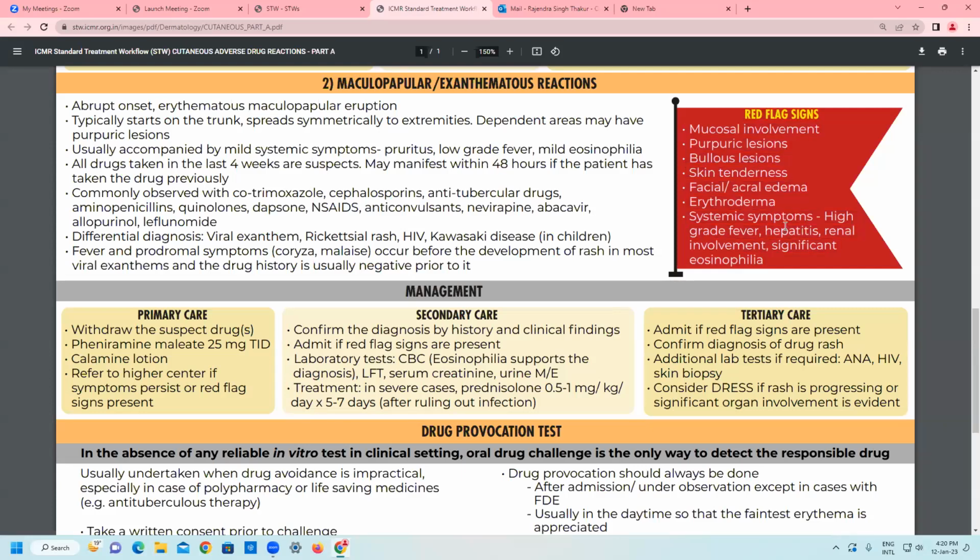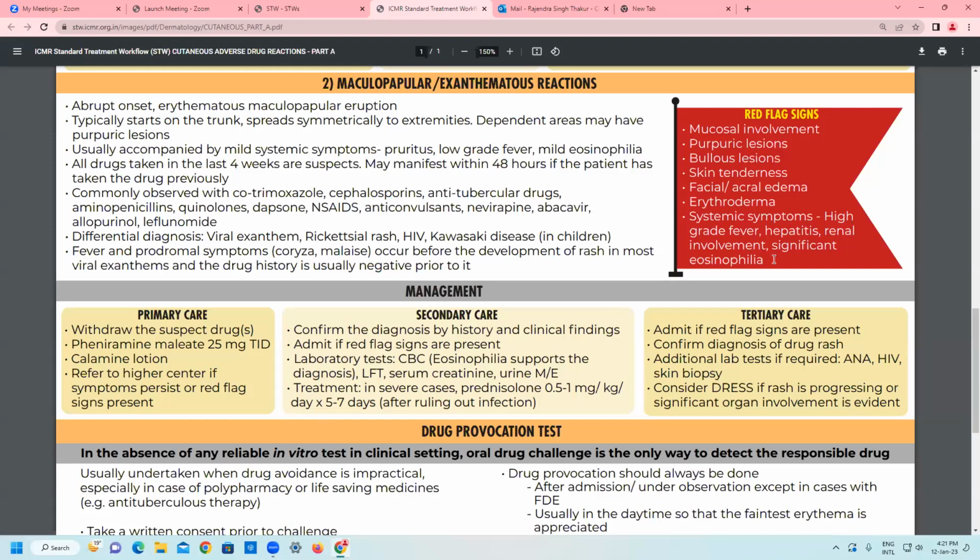And of course, high-grade fever, jaundice, renal involvement, and significant eosinophilia. So one important point I want to communicate to our physician friends: just the presence of eosinophilia does not mean the patient is having a drug reaction. But if eosinophilia is increasing along with systemic symptoms and severe drug reaction, that means we are going into DRESS, that is drug rash with eosinophilia and systemic symptoms.